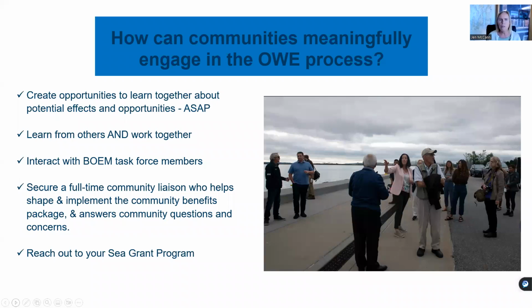So how can communities meaningfully engage in the process? Here are some examples. I do know that in some of the agreements, for example, in California's preliminary site notification, there's specific mention that a bidder could get a 5% bidding credit if they commit to developing a general community benefits agreement.